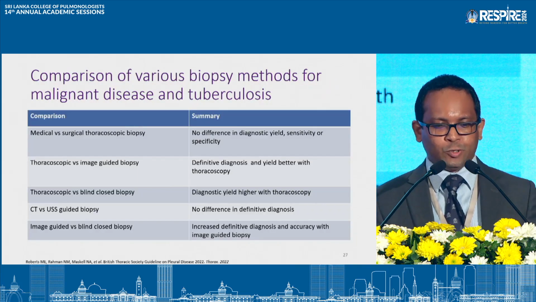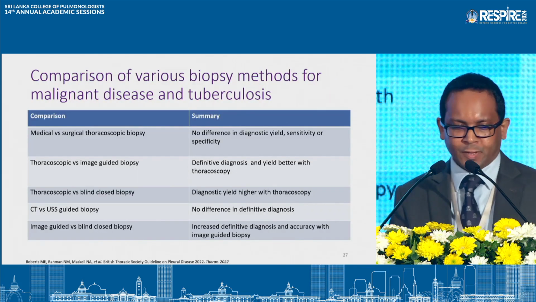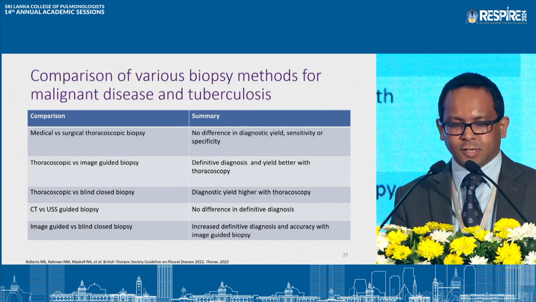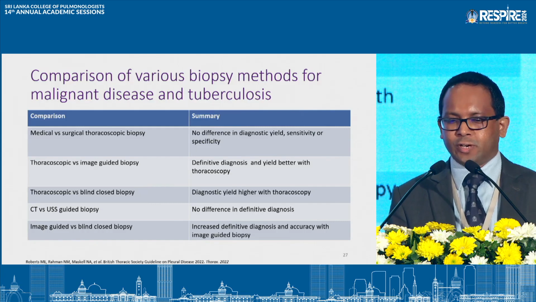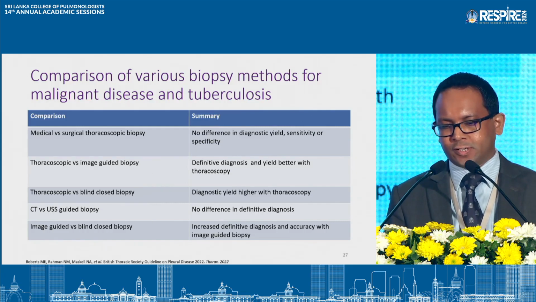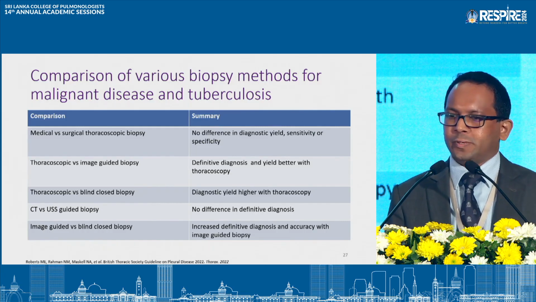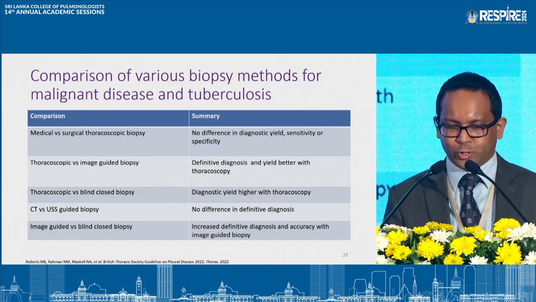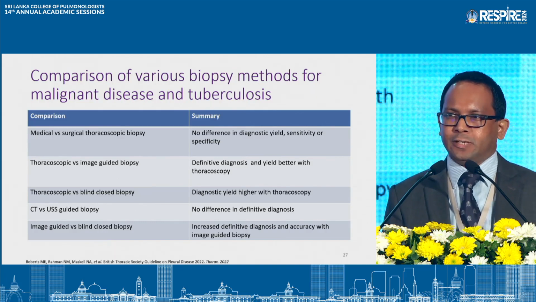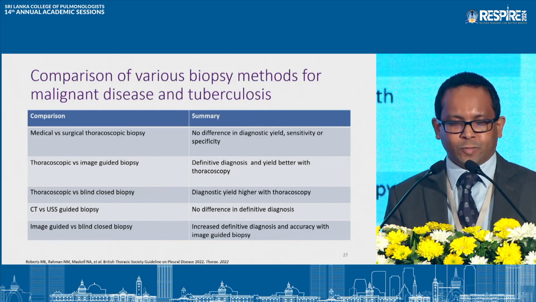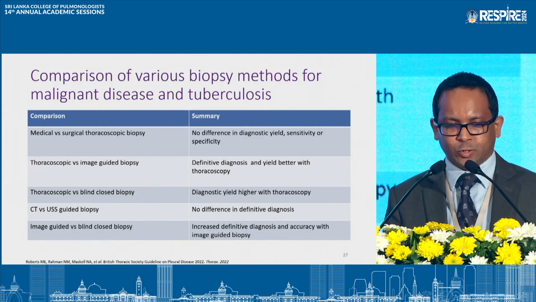And let's have a quick look at a comparison. So medical versus surgical thoracoscopic biopsy, the evidence suggests that they are both equally effective. There's no difference in diagnostic yield, sensitivity, or specificity when it comes to diagnosis of malignant disease or tuberculosis. So they're equally good. You can be guided by availability and operator skill and so on.